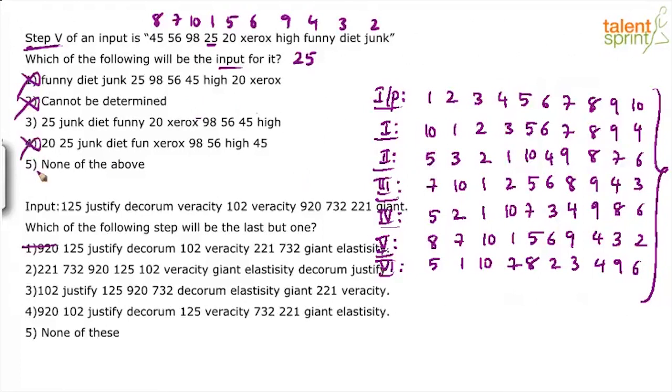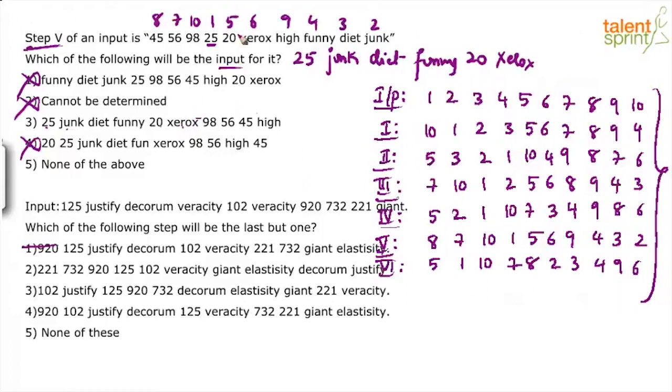1, 2, 4 get eliminated. What should come next in the input? 2. What is 2? Junk. So the second one should be junk. What should come next? 3, which is diet. What should come next? 4, which is funny. What should come next? 5. 5 is what? 20. What should come next? 6. 6 is what? Xerox. And so on. Check. 25, junk, diet, funny, 20, Xerox.